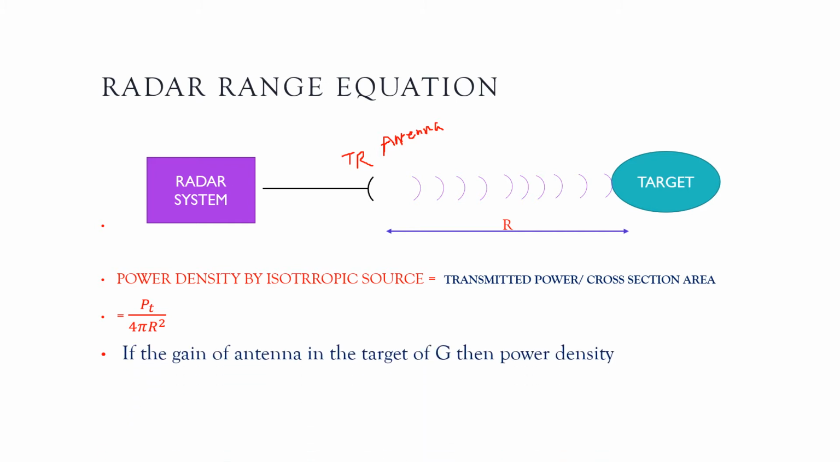Now, if the gain of the antenna in the direction of the target is G, then the power density will be the product of the previous power density with the gain of the antenna. That means we may write it as PT into G over 4 pi r square. That means G is multiplied with the previous power density formula.